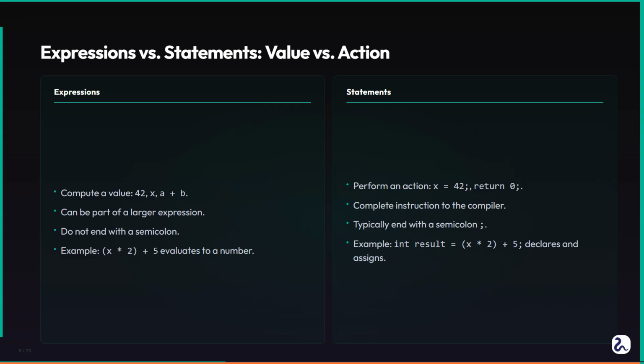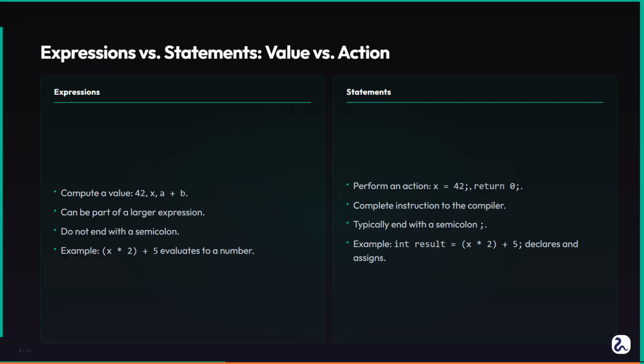Formally, an expression computes a value. It can be a literal like 42, a variable x, or a combination with operators and function calls, like x times y plus getVal(). Every expression has a type, and it might have side effects, like changing the value of a variable.